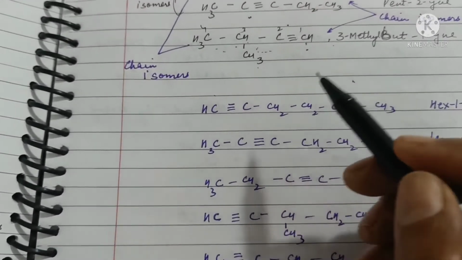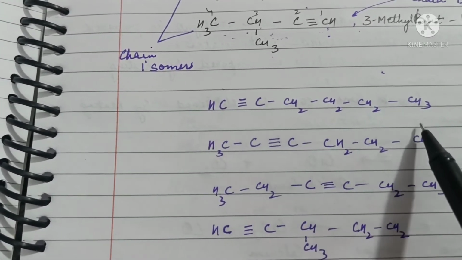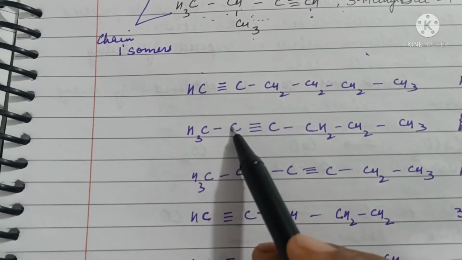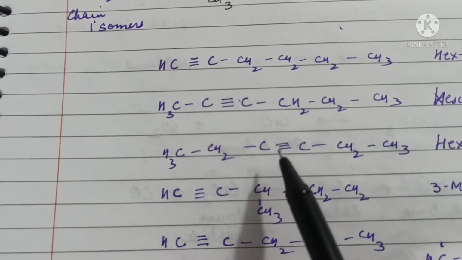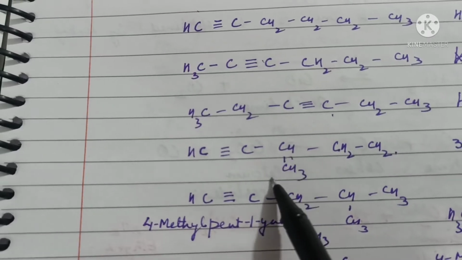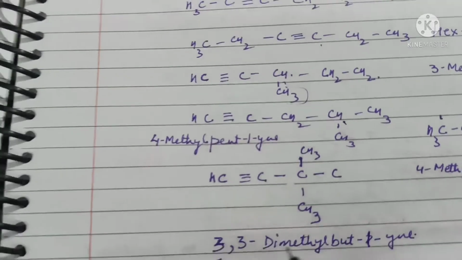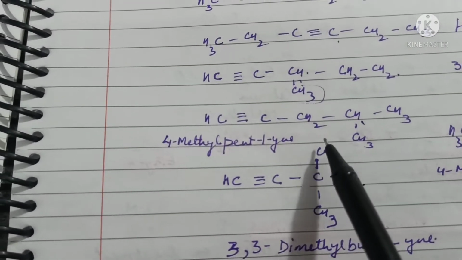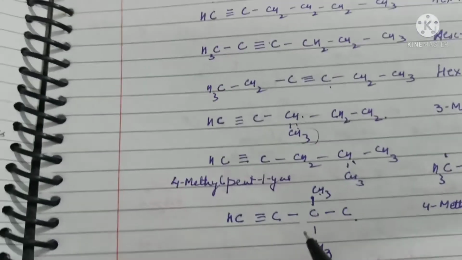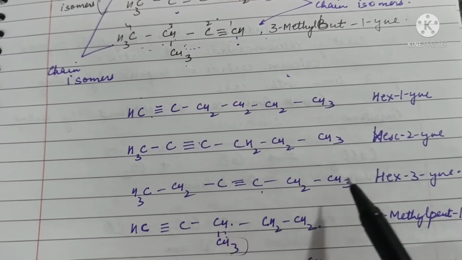Similarly, for hexynes, we can have these isomers, a chain of 6 carbon atoms with triple bond at the first carbon, chain of 6 with triple bond at the second carbon, chain of 6 with triple bond at the third carbon, then chain of 5 with a substituent methyl at third carbon or at the fourth carbon. Then we can also have a chain of 4 with 2 methyls at the third carbons. So the different names will be, this is hex-1-yne, hex-2-yne, hex-3-yne.